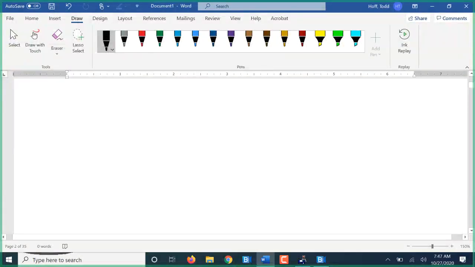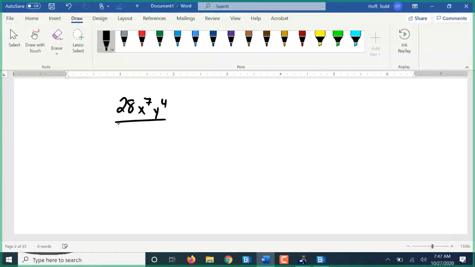Then we also can run into things like this. x to the 7th, y to the 4th, divided by 7, x squared, y to the 3rd. Divide that out. We'll go over it in about half a minute.